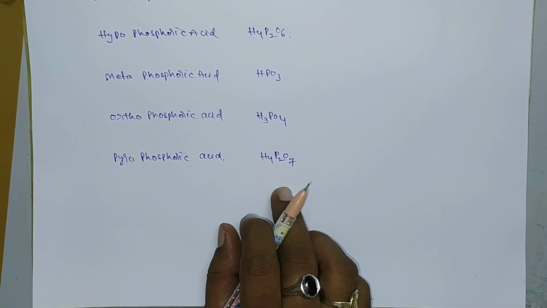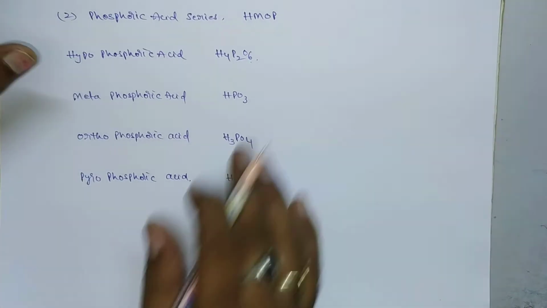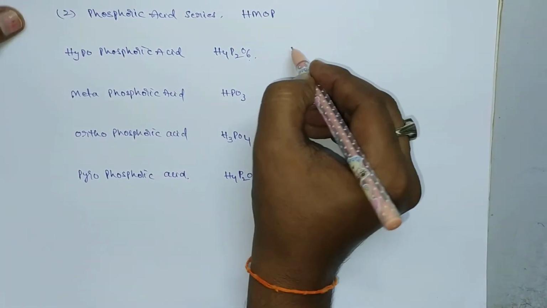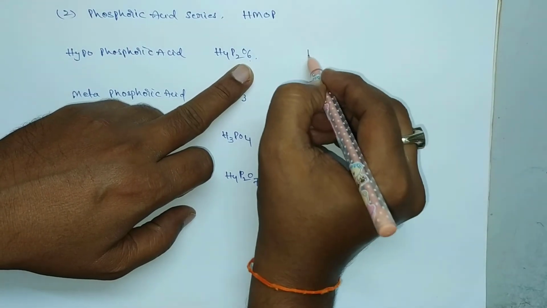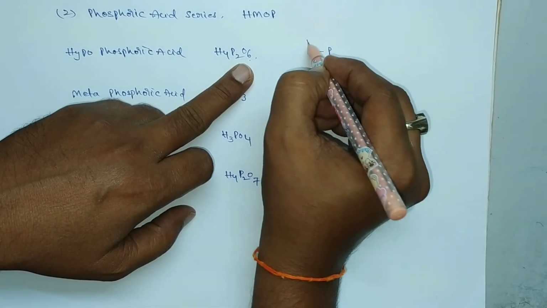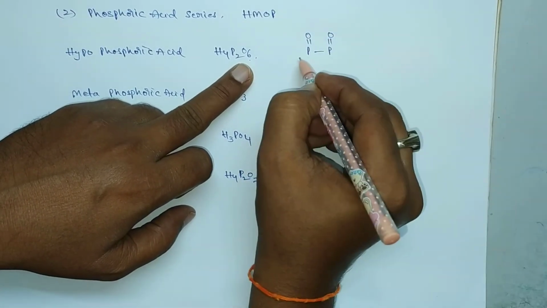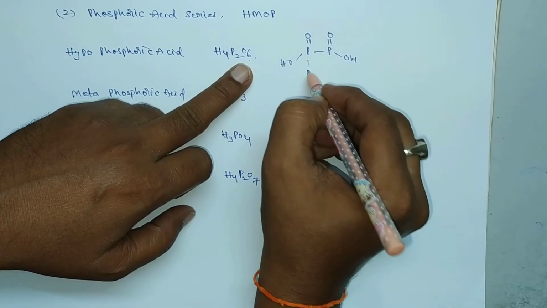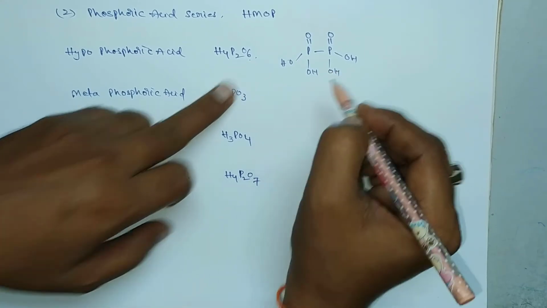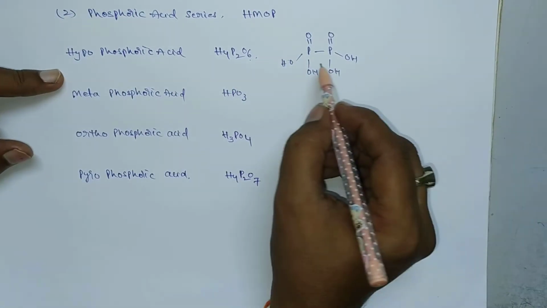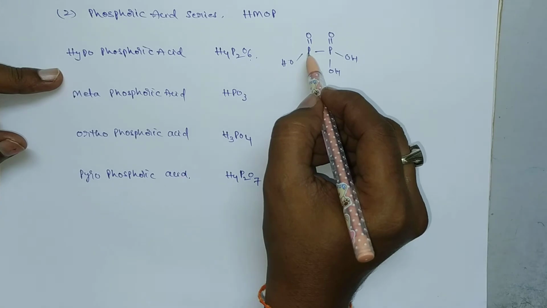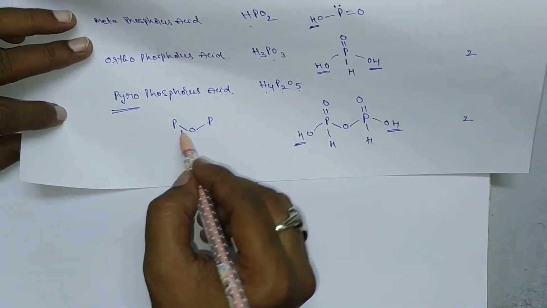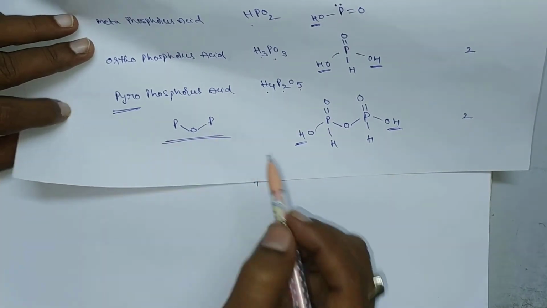Now we have to remember the structures. The first one is hypophosphoric acid, H4P2O6. Two phosphorus atoms are there, each with P double bond O and OH groups. Here it is hypo, that means we should not mention a POP bond. Directly a PP bond will be there. If it is pyro only, we have to write the POP bond.